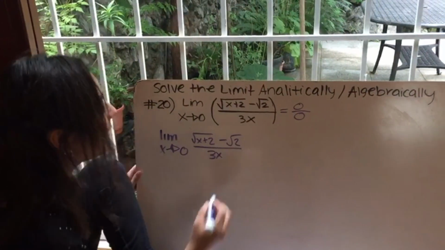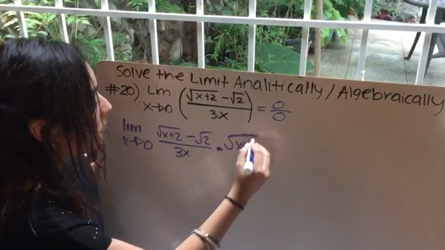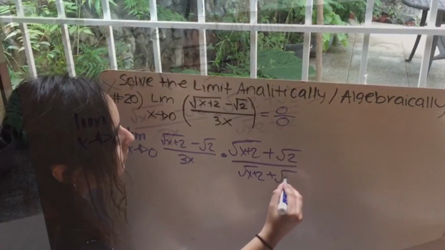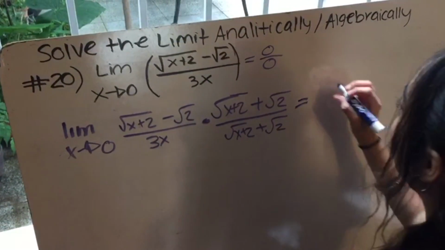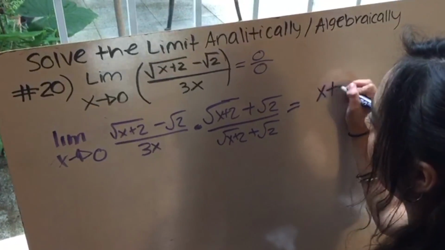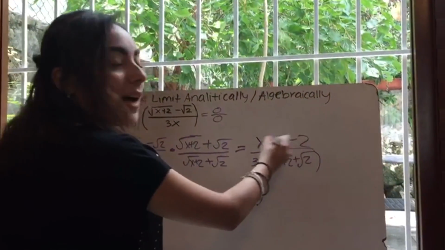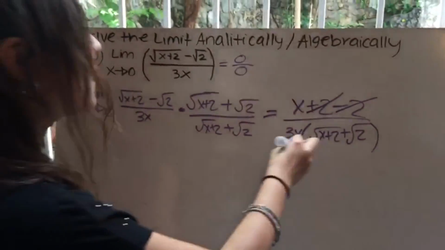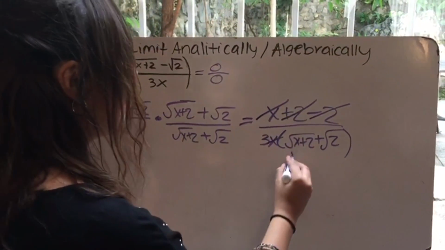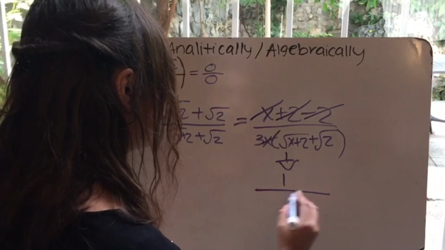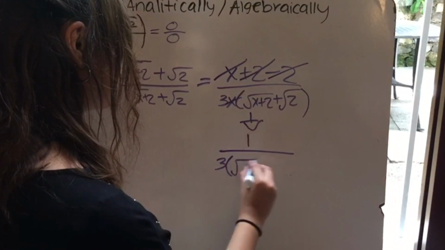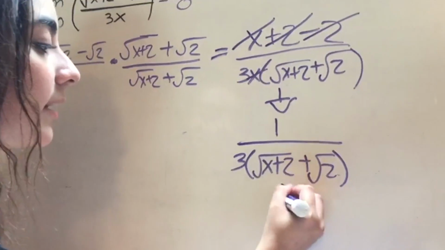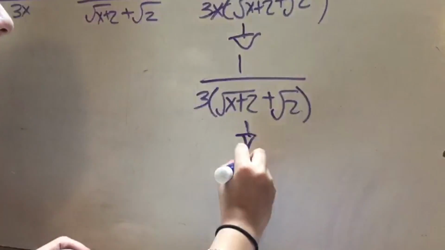Now we're going to multiply by the numerator. Remember to change the sign. When you have two square roots multiplying, the square root cancels. Negative 2 and positive 2 cancel, and also the x on the numerator and the x on the denominator also cancel, leaving us with 1 over 3 times square root of x plus 2 plus square root of 2. And finally, we use distributive property.